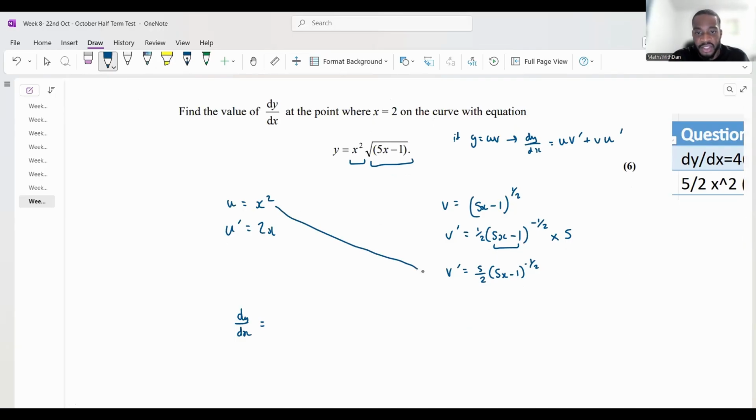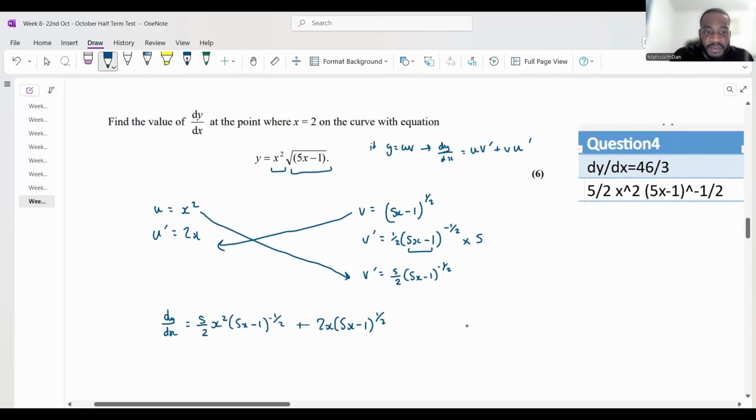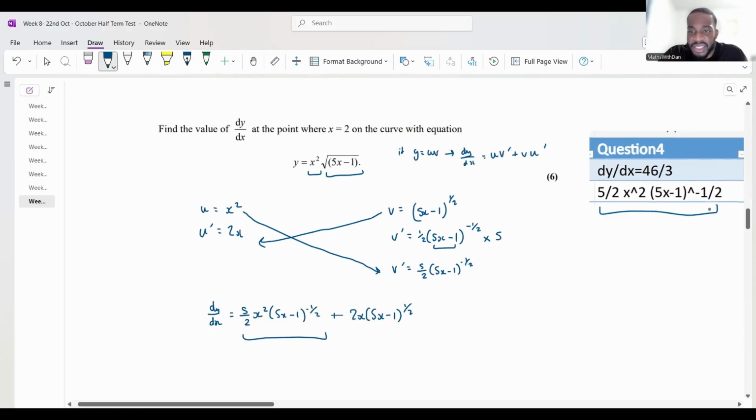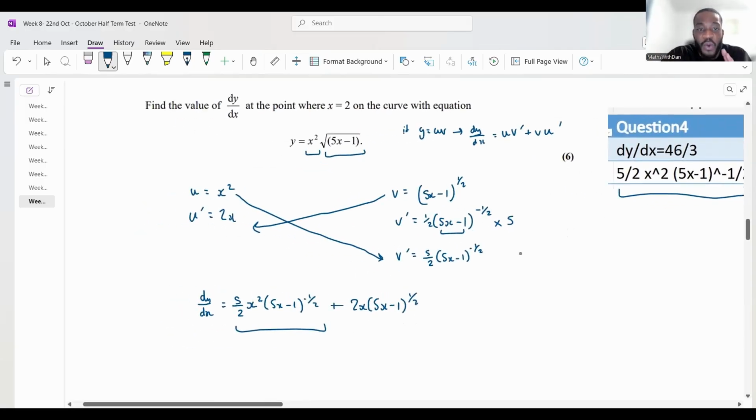So let's do this one. uv'. It's going to be the x squared times that. I'm going to write this as 5 over 2 x squared, times (5x minus 1) to the minus a half, plus vu', these two. That's going to be 2x times (5x minus 1) to the half. Everybody happy with that? Let's have a look at what we got here. That's similar, but for the person that did this, you only put this term. Maybe you forgot to put the rest in. But yeah, this is dy/dx. Everybody happy with that?